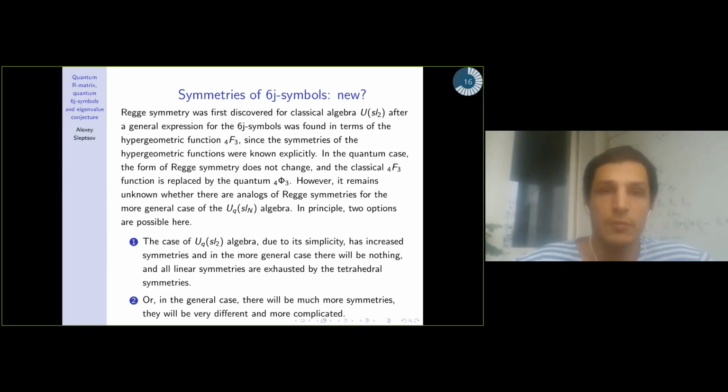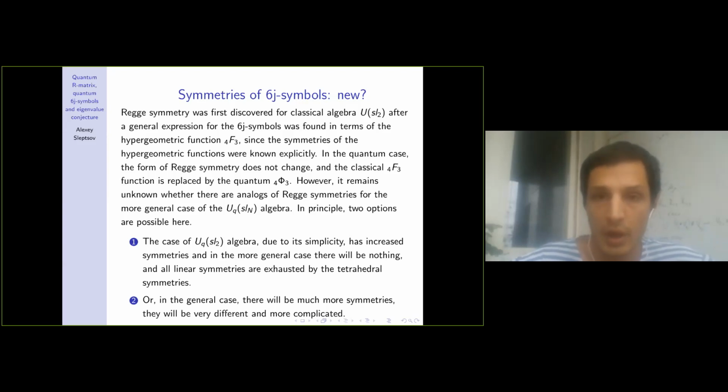Well, Regge symmetry was first discovered for the classical algebra after a general expression for the 6j symbols was found in terms of a hypergeometric function, because symmetries of this hypergeometric function were known explicitly. So in the quantum case, the form of Regge symmetry does not change, but instead of the classical function, we should use a q-hypergeometric function.